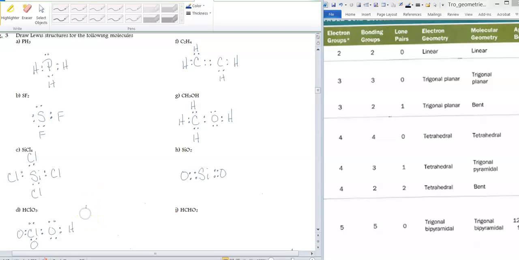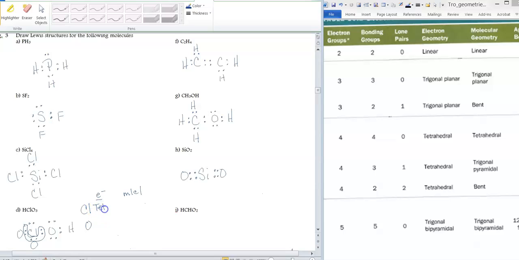So chlorine and oxygen. I take a look at chlorine, and we have the 3 bonded, right? And 1 lone pair. So I come over here to electron groups. We had 4: 3 bonding groups and 1 lone pair. So my electron geometry is tetrahedral, and my molecular geometry is trigonal pyramidal. And we do both, okay?